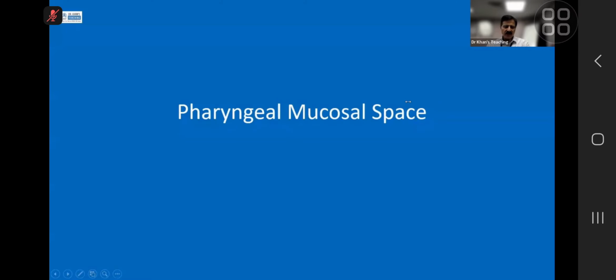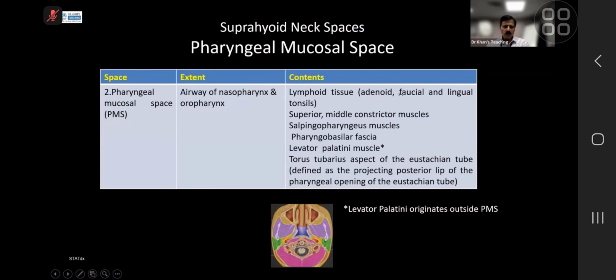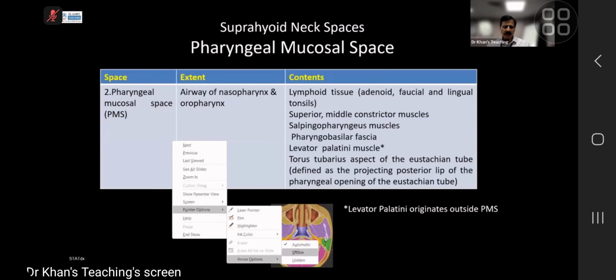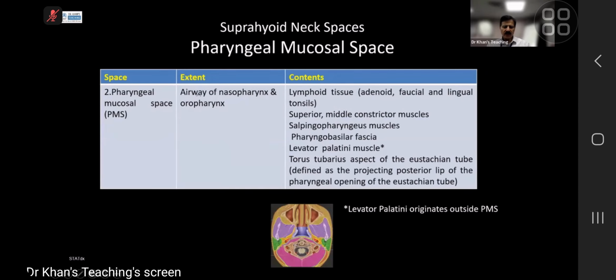Now this is the pharyngeal mucosal space. The pharyngeal mucosal space is indirectly the pharynx, as I've told you, it's a synonym. Basically it is the airway side of the nasopharynx and the oropharynx. And look at the contents, the lymphoid tissue. In the nasopharynx, there will be adenoids. In the oropharynx, there will be the palatine tonsils, and the lingual tonsils, which are sitting on the tongue.